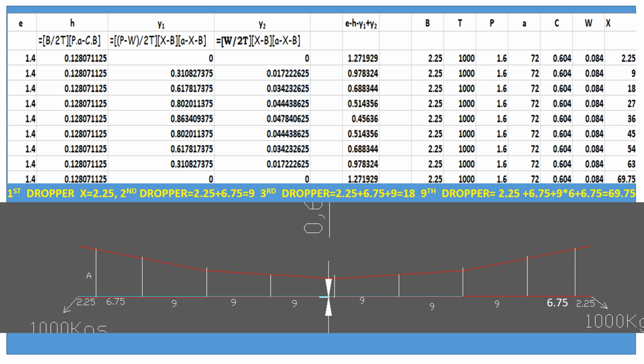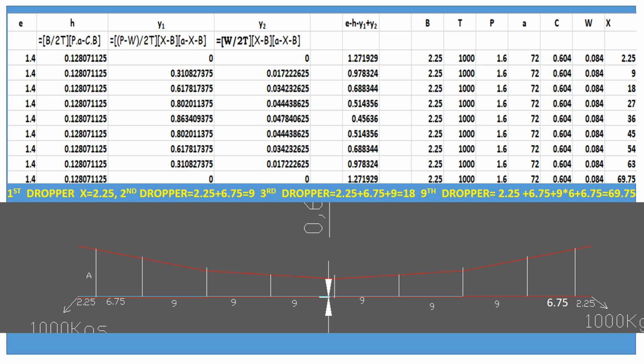For other spans, it will be the span squared divided by 72 meter span squared, into 0.084. So you can easily find out this remaining weight W. Suppose your span is 36 meters, so W will be 36 squared by 72 squared into 0.084. From there you can find out the W. Then X. X is the distance of the dropper from the mast, from one end mast.